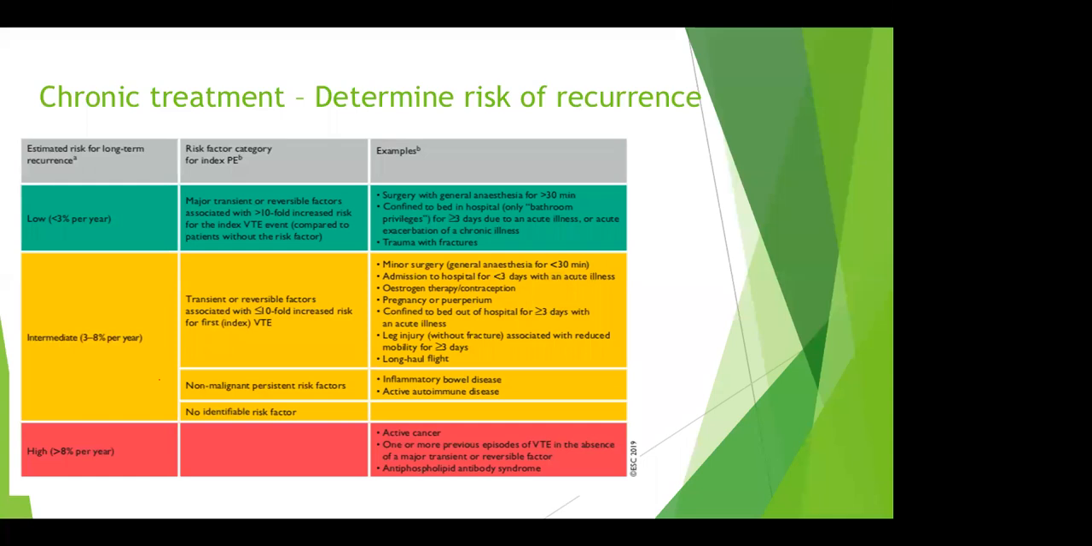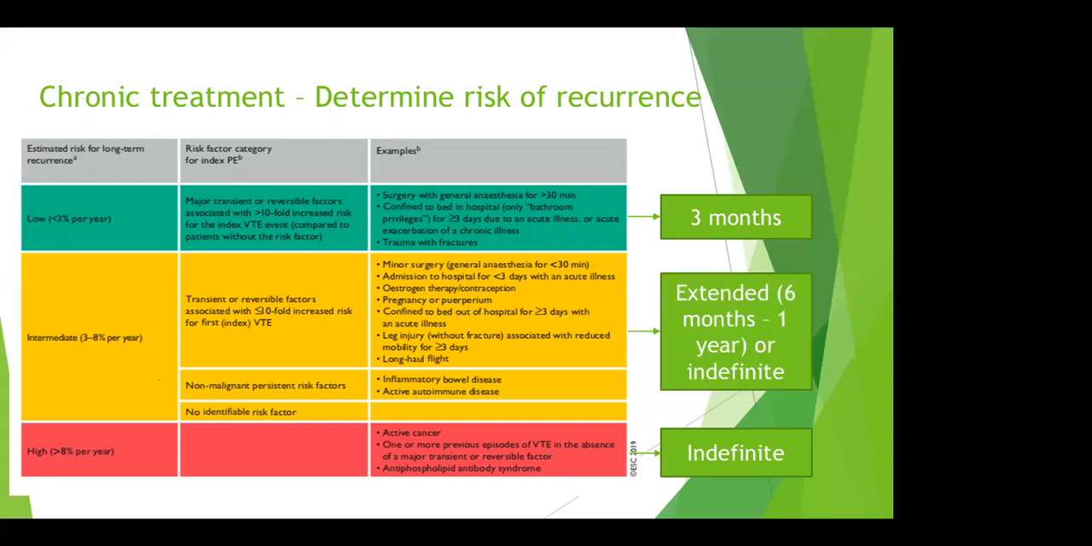Now, how long do you anticoagulate them? Any low risk patient, at least 3 months. Okay, then you reassess them. Patients with high risk, they need indefinite anticoagulation, so you don't put a stop date for them. Patients with an intermediate risk of recurrence, you would give them an extended period of anticoagulation, so for 6 months to 1 year, and where necessary, sometimes indefinite anticoagulation.